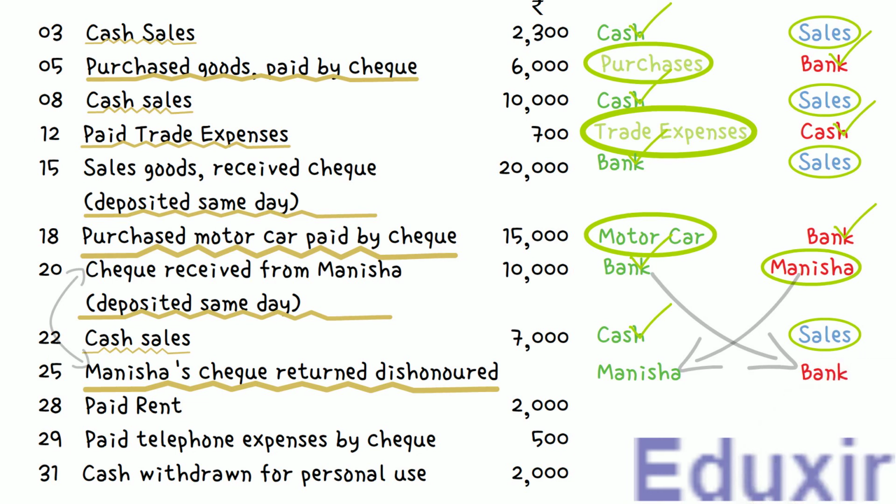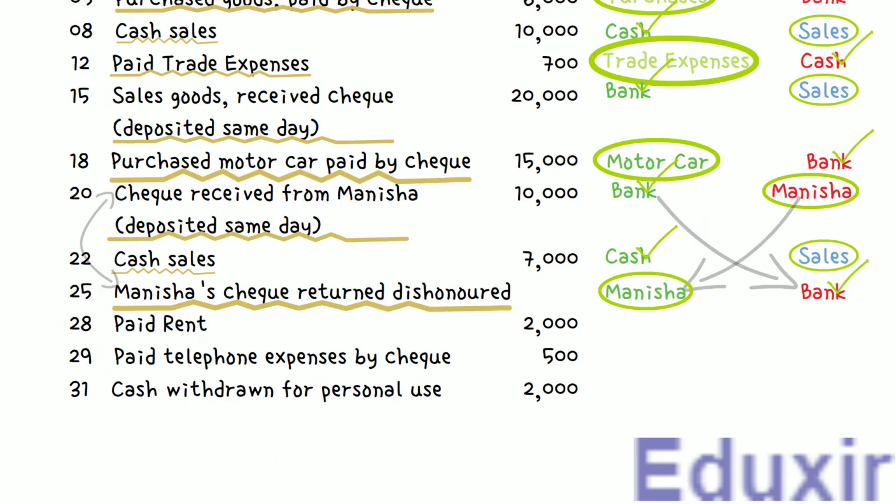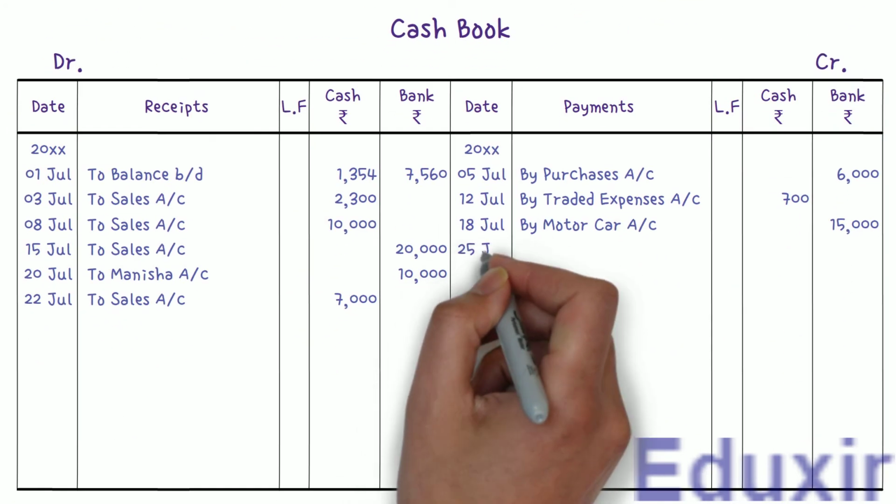In this case, as you can see, the bank is on the credit side. So it needs to be posted on the credit or payment side of the cash book in the bank column. Note that the particular that needs to be posted into the payments column of the cash book is Manisha account. With this analysis at our disposal, let us proceed with posting this entry to the credit or payment side of the cash book. Let us first record the date.